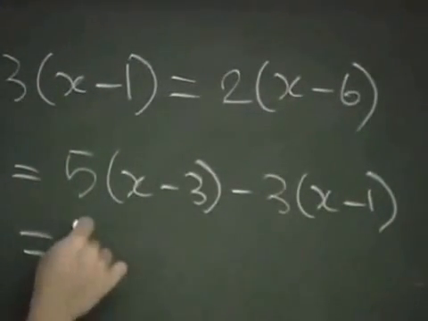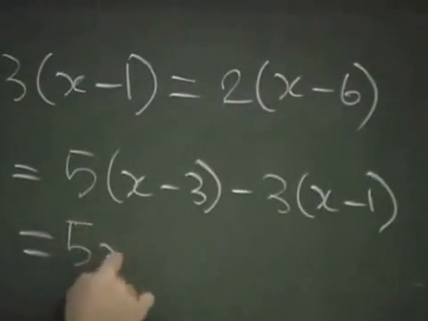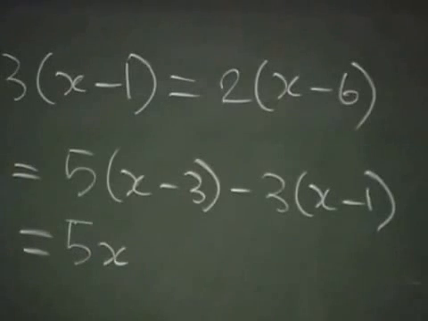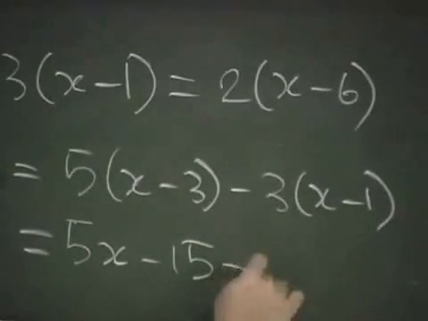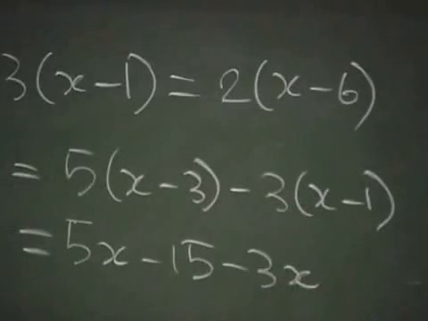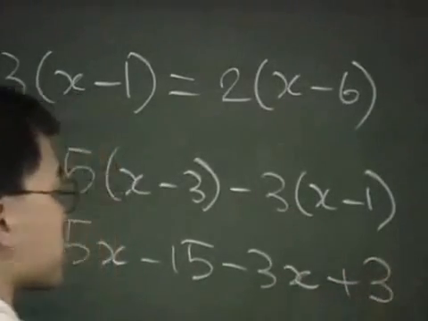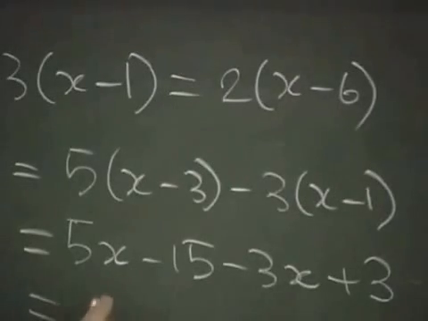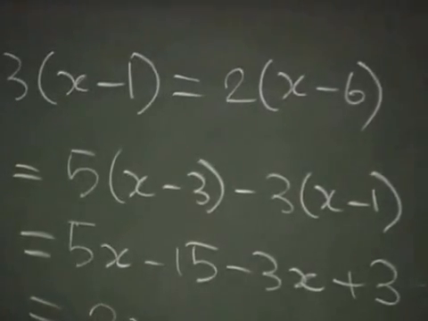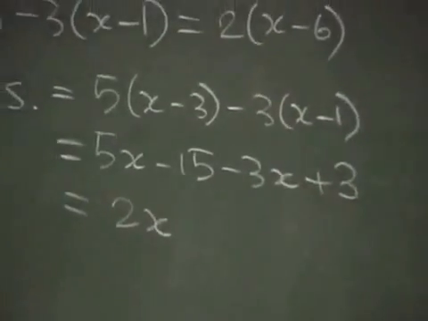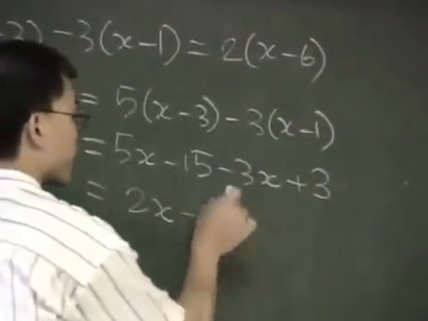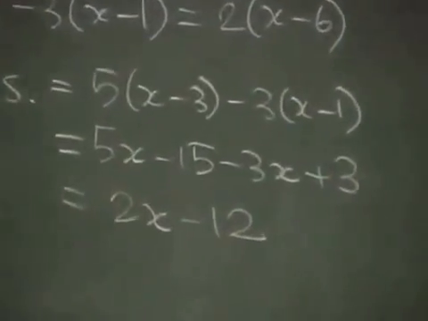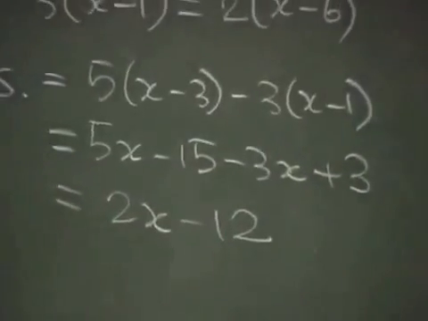It should be 5x minus 15 minus 3x plus 3. Therefore, how many x? 2x only. And the constant term? Minus 12. Expand the form, simplify the expanded form.